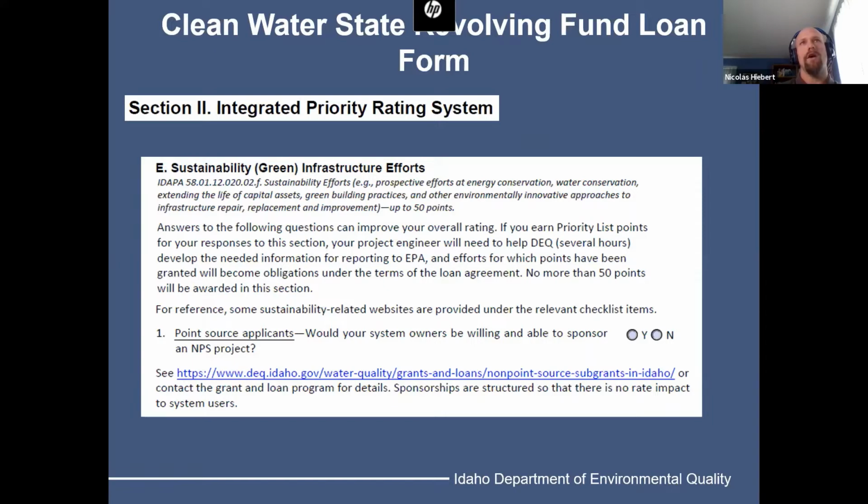So I think that moves us on to sustainability green efforts. And this is commonly known as green project reserve elements of your loan. And so you can see again the rule citation there. And part of the backdrop of this, getting a little bit behind the scenes, Mariana talked about the EPA capitalization grants that we get, and then pass on to recipients.